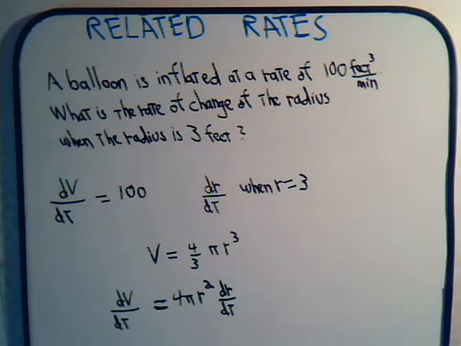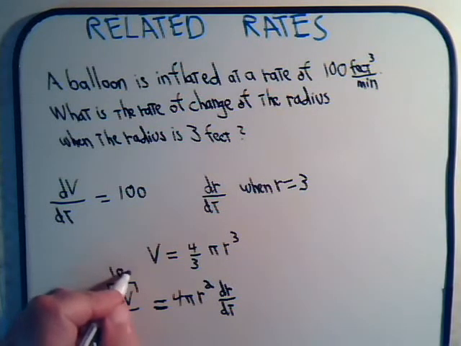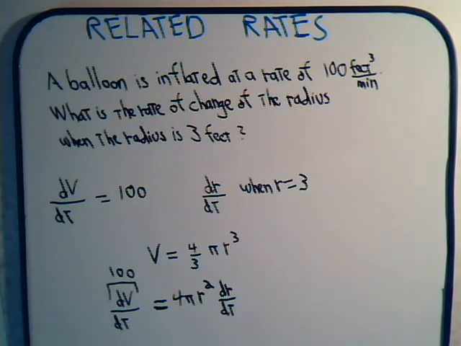And you see, this is why you want to find an equation that relates all the variables, because then we can take the derivatives of that. Now I have dV/dt expressed in terms of dr/dt, and we know what dV/dt is. This is 100. So now the problem is just trivial. We know that 4 pi r squared dr/dt has to equal 100. So divide both sides of the equation.